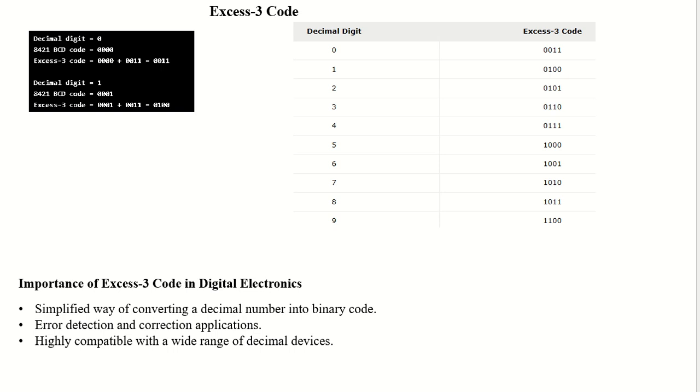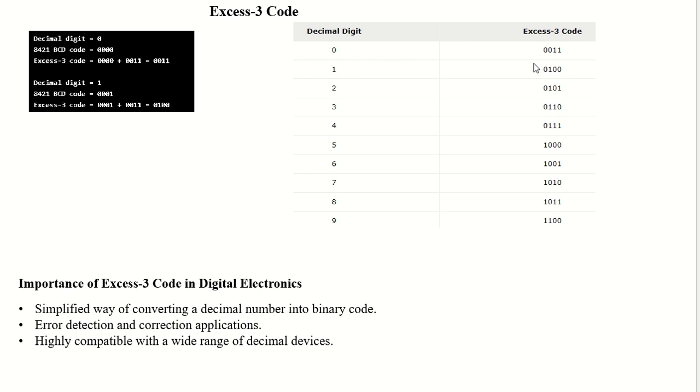The next topic is excess 3. Excess 3 is nothing but adding 3 to the decimal number, and then finally writing the value as a binary number. So 0 plus 3 is 3. Sorry, 0 plus 3 is 3. So the final excess 3 code will be the binary value of 3.